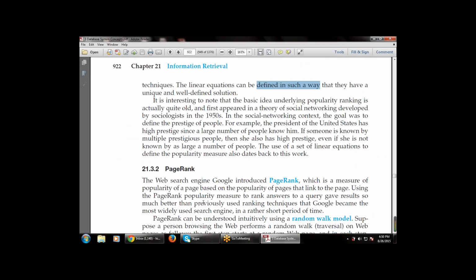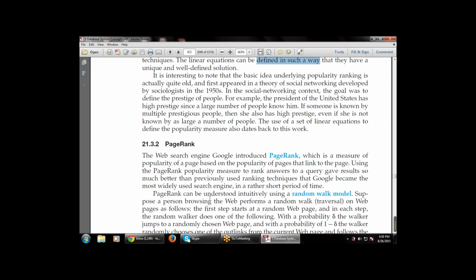Now next is PageRank, that is how the search engine ranks the pages. If you search for any information, there are multiple pages available. So what is the main criterion to rank them, which page comes first, and then which page next? The web search engine Google introduced PageRank, which is a measure of the popularity of a page based on the popularity of the pages that link to it. These are web pages that contain multiple pieces of information.